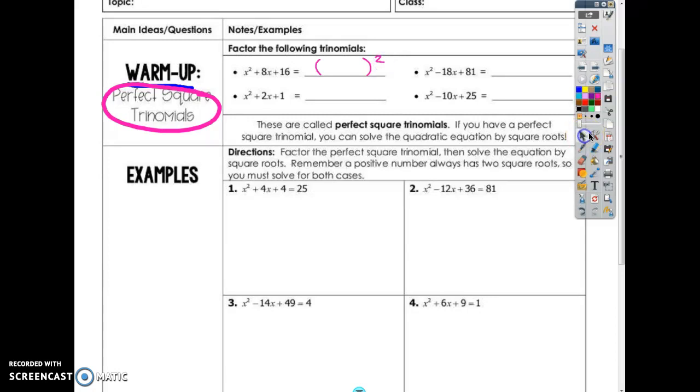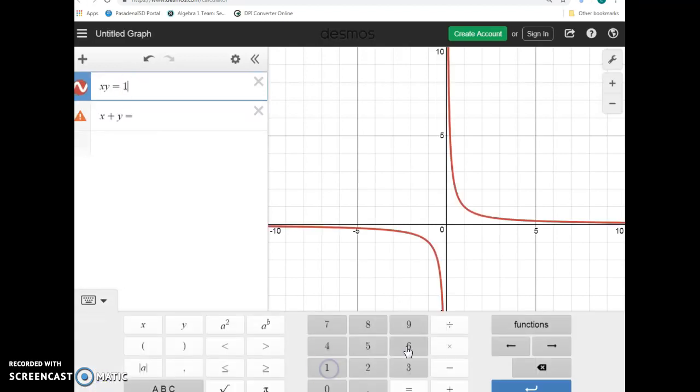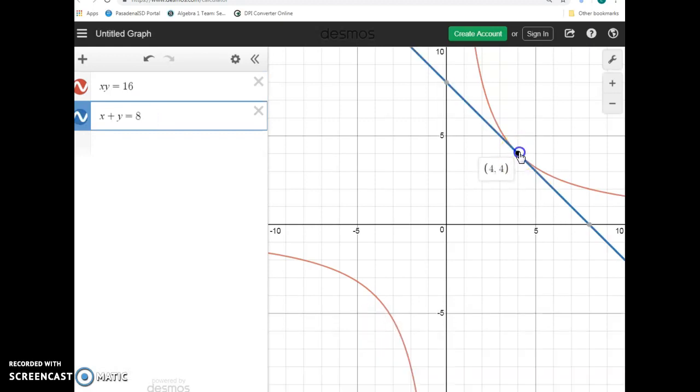So I need two numbers that multiply and give me 16 and add to give me 8. Those are pretty simple, but you can also type them on here just to figure it out. Okay, it's 4 and 4. That's what perfect square trinomials do. They give you the same number twice. Te dan el mismo número dos veces.